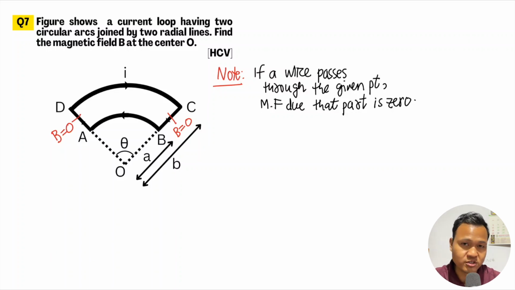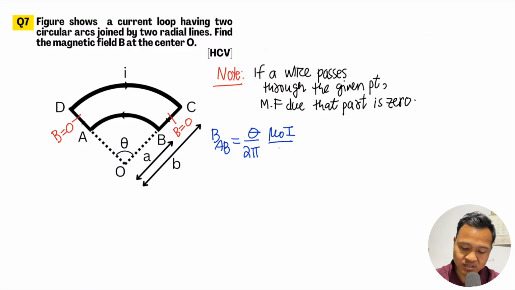That's the part of the question solved at this point. So the remaining parts are CD and AB. First, what is the magnetic field due to AB? In general, you have theta divided by 2 pi, into mu naught into current I divided by 2R, so 2 into A.